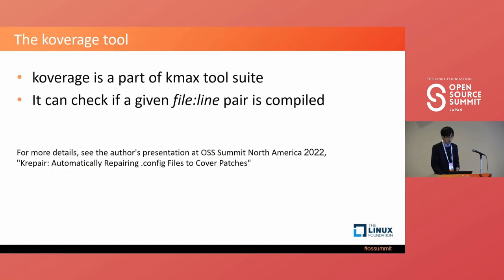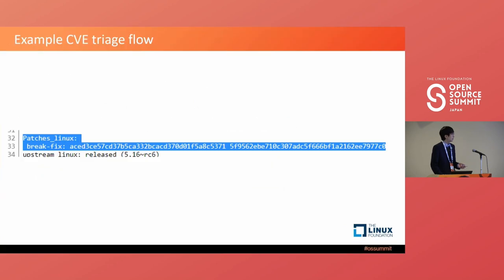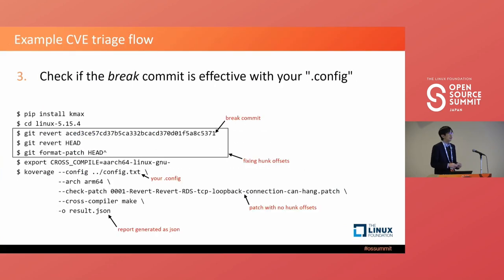Firstly, we have to check the actual version range affected by the CVE. Then, once you realize that your kernel version is affected by the CVE, your configuration could still not compile the vulnerable code. So we check whether the break commit is compiled or not. As the third step, I check whether the break commit, this one, is compiled or not.